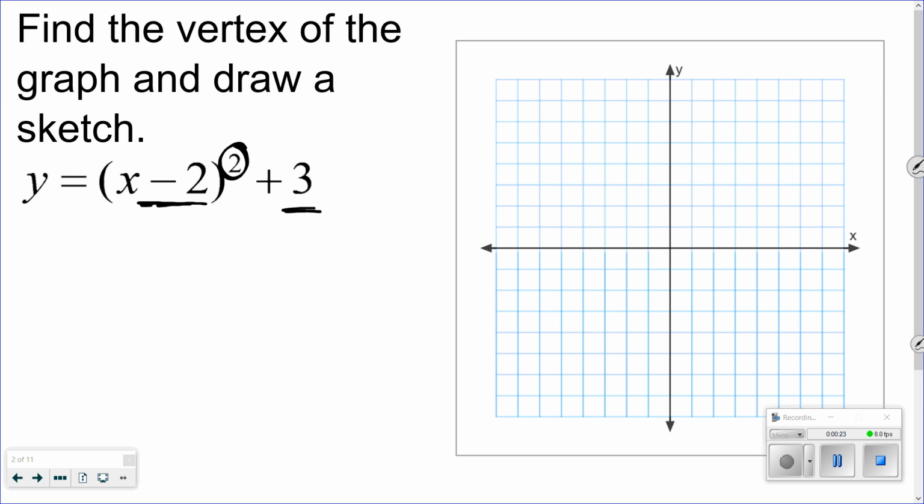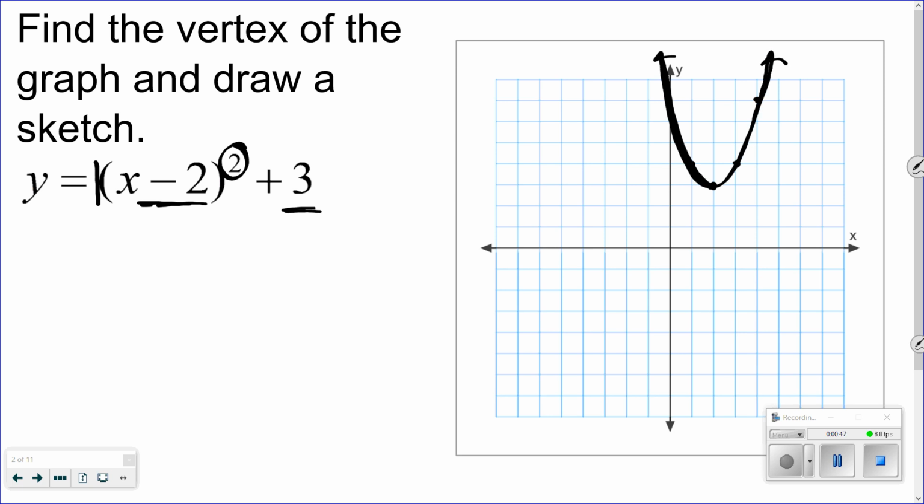Start by locating the vertex. We're going to go right 2 and up 3, and my vertex is going to be right there. Then we look at a, the number out in front. In this case, there's nothing there, so it's a 1. So we're going to go over 1, up 1 on either side. If you want to do 2 more points, you can go over 2 and up 4. Okay, and that is what my graph looks like.